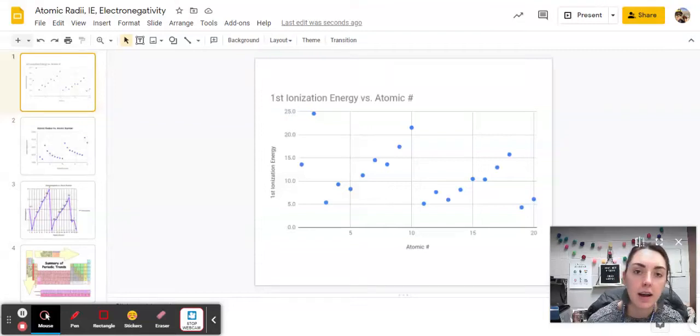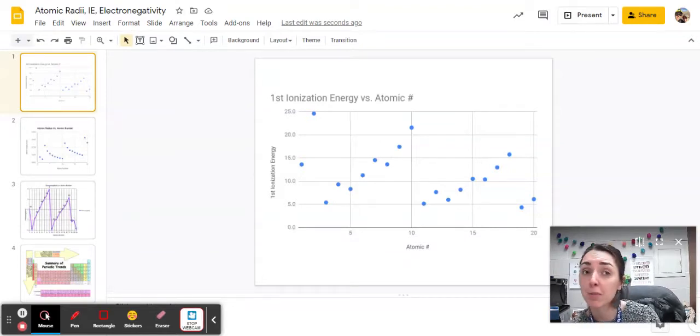So we're back looking at ionization energy again, but this time we're trying to look at the big picture and how it fits into the periodic table. The periodic table is arranged the way it is for a reason. It helps us discern trends. So we're going to try to figure out what those trends are.